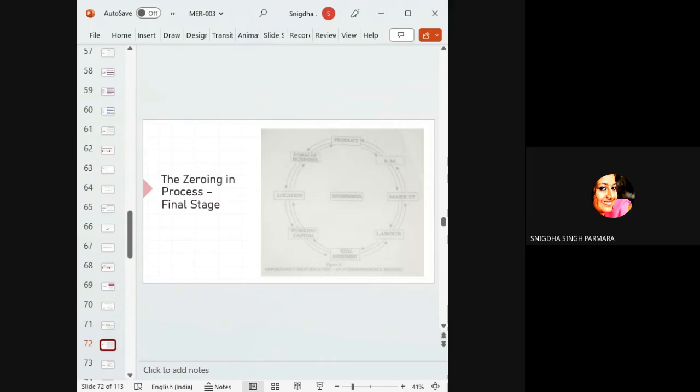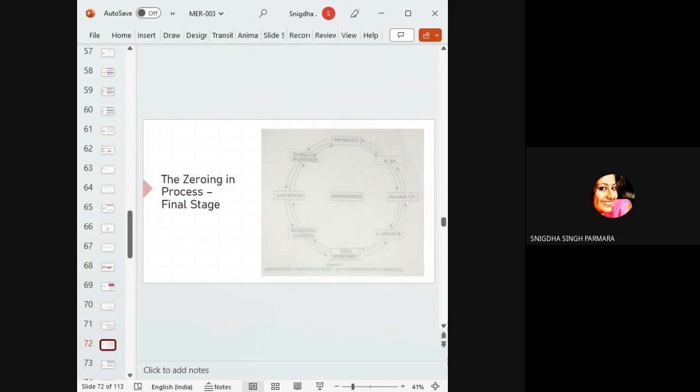Now, what is the zeroing in process, or the final stage? Basically, it deals with how a prospective entrepreneur should arrive at a final project. How should somebody who's planning to be an entrepreneur, who wants to be an entrepreneur, who's intending to be an entrepreneur, arrive at a final project? What processes or criteria of selection should they have?